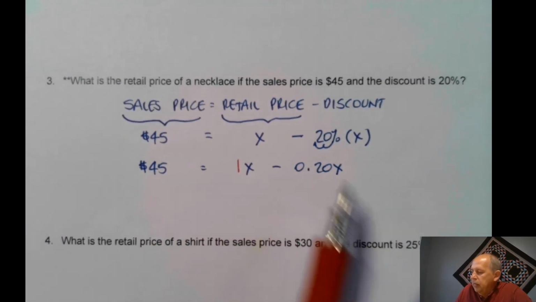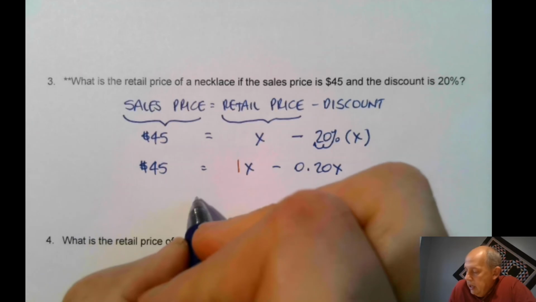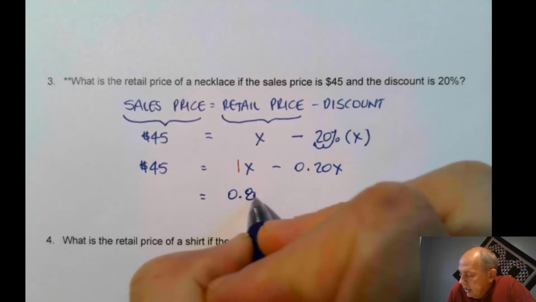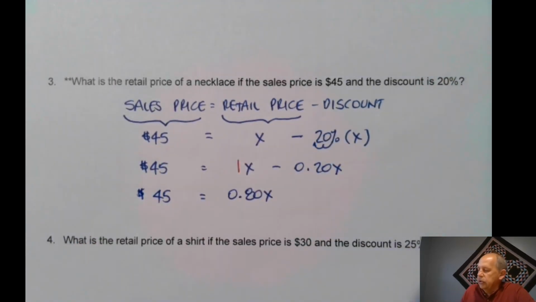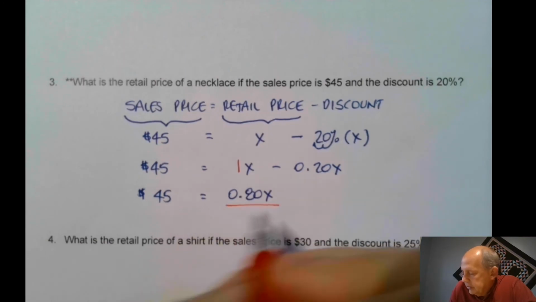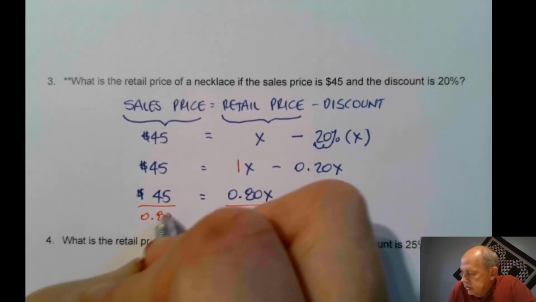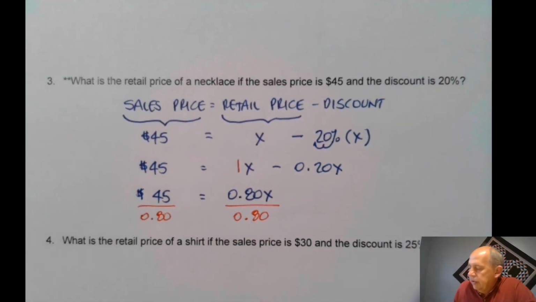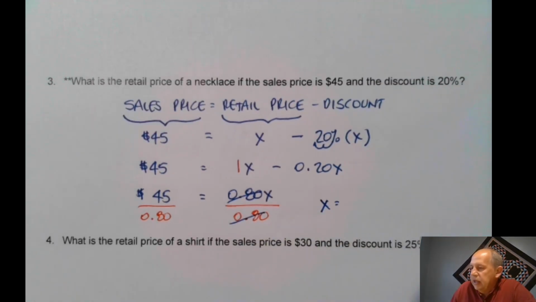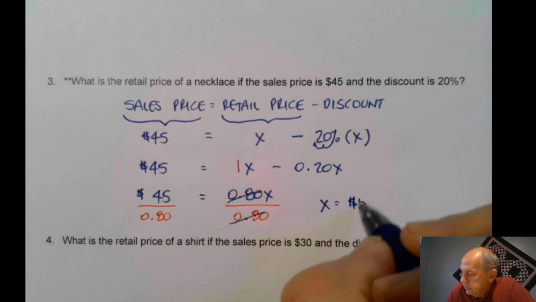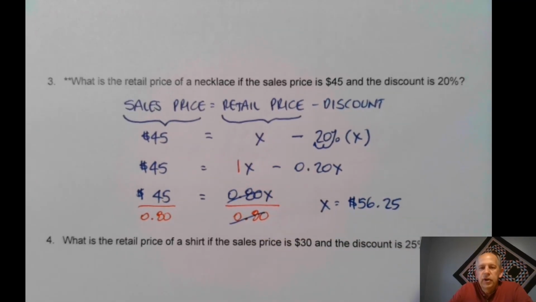Now, I have a lead coefficient again of 1 in front of that x. So I would have 1 minus 0.2, or $1 minus 20 cents is 80 cents, or 0.8, and the x comes along because they're like terms. To solve this for x, I would just divide both sides by 0.80, and these two would cancel. The original price of the necklace before it went on sale was $56.25. So there's how you'd use a sales price formula to find the retail price of an item before it went on sale.